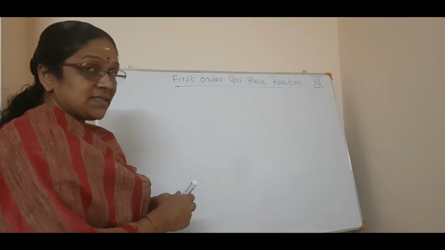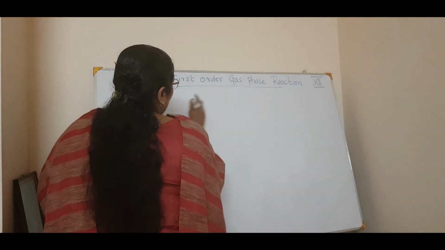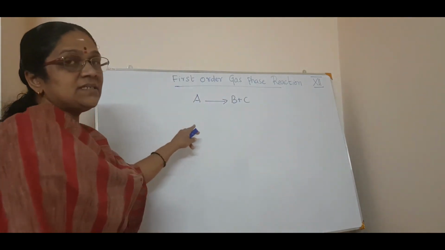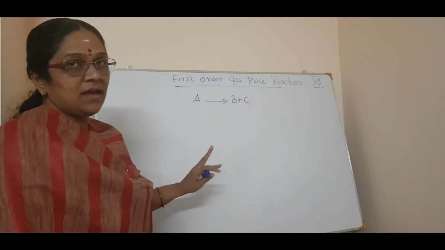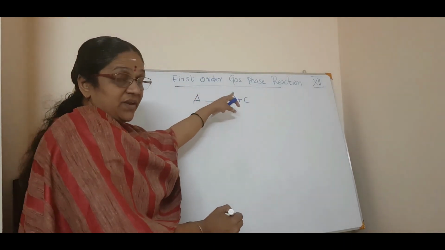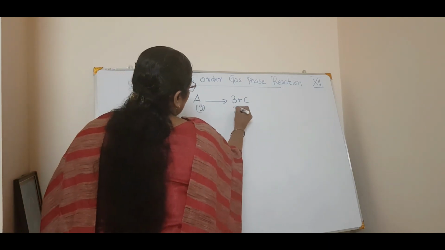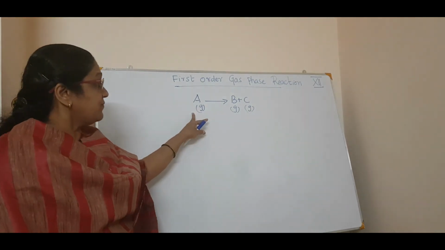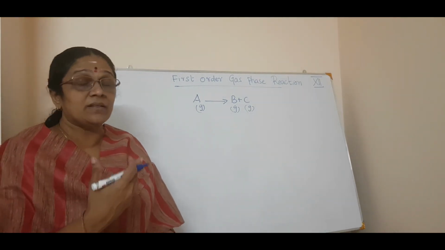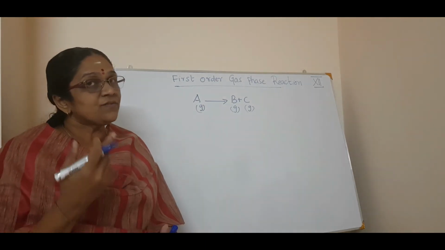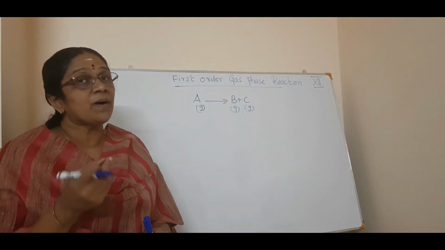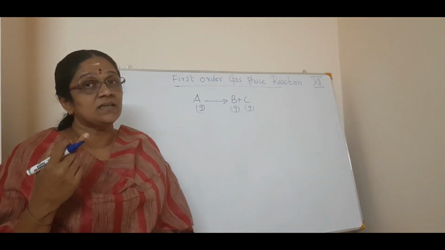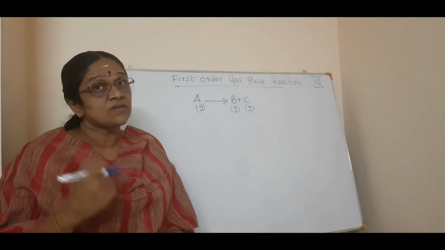So let's start. In a reaction, for example, A giving B plus C, that is reactant giving products, and since this is a gas phase reaction, A is a gas, B and C are gases. Now, in the case of a gaseous reaction, instead of concentration, we will use partial pressure, isn't it? This we have discussed while we were discussing the rate constant, isn't it?